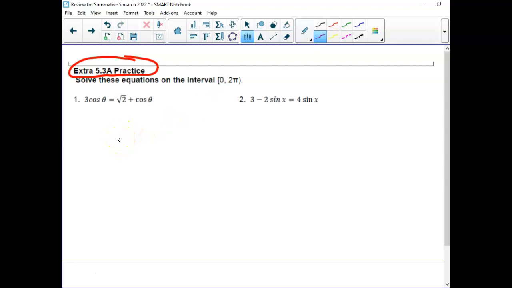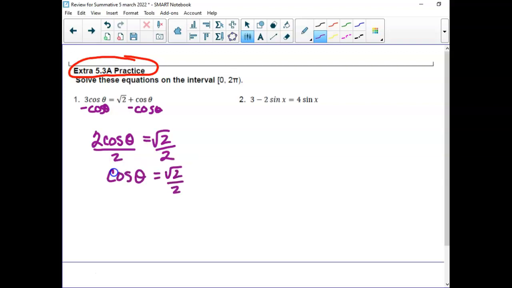I think I'm going to go a little quickly through these because there's a lot of different kinds and I want to have time to get through them. So this first one just has a cosine. There's no cosine squared. So you want to isolate that cosine. So I'm going to subtract this one over to the other side. And 3 cosine minus 1 cosine would be 2 cosine theta equals square root of 2. Then if I divide by 2 so that I have isolated the cosine function, it says the cosine is square root of 2 over 2.